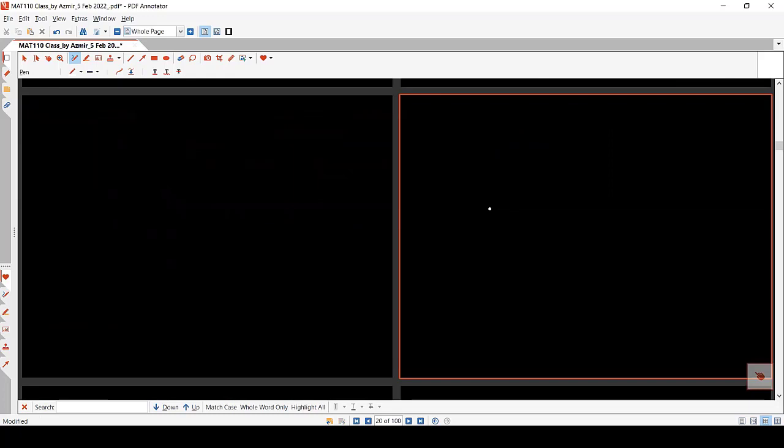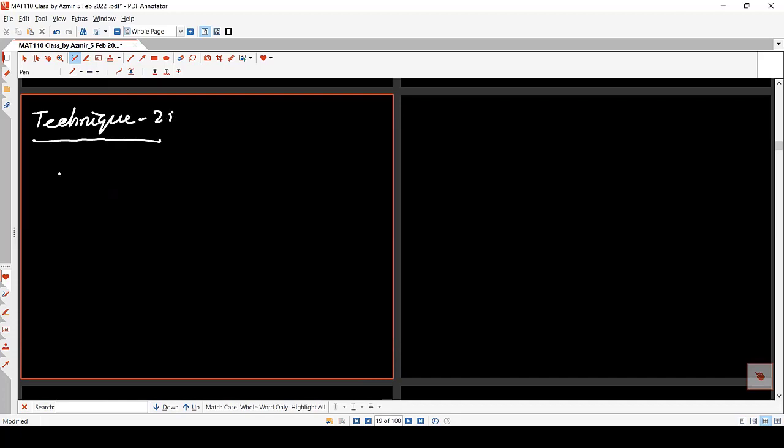Let's think about another technique. Suppose we have technique 2. So sometimes we may have a square root form. Let's say square root of something plus a. So if a function involves this type of square root terms, plus a means anything can be here, then to compute the limit, we need to simplify as much as we can.